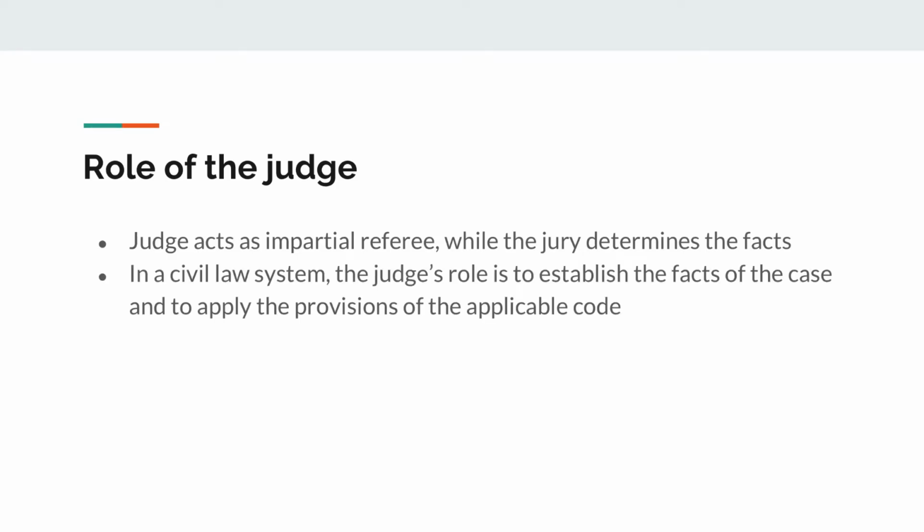In a civil law system, the judge's role is to establish the facts of the case and then to apply the provisions of the applicable code. In a civil law case, the judge may be an investigator. The judge will question witnesses. The judge will play an active role in establishing the facts. And a judge is going to review all of that evidence and then decide based on his determination of the facts.